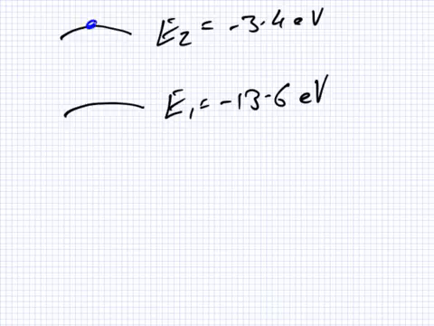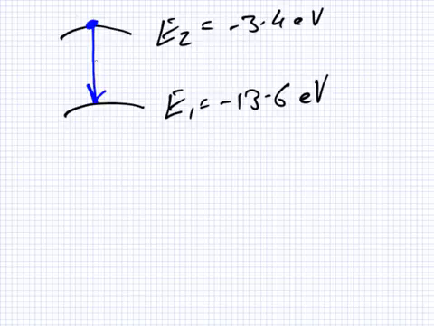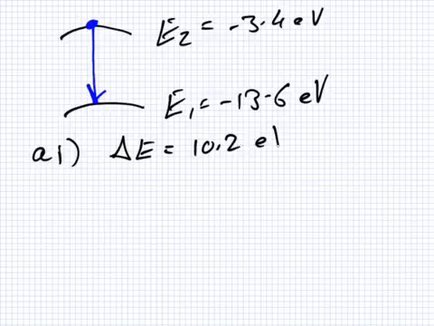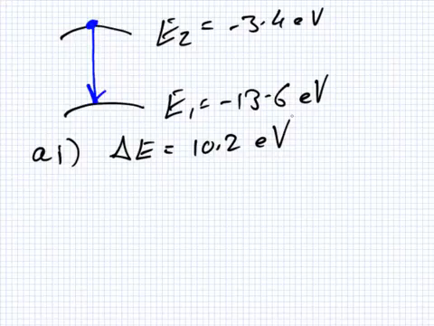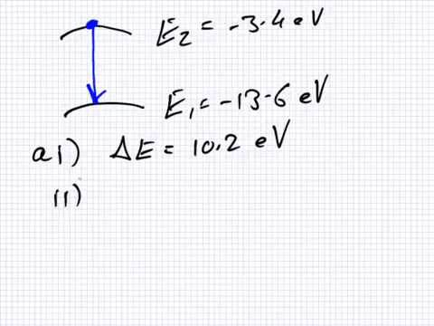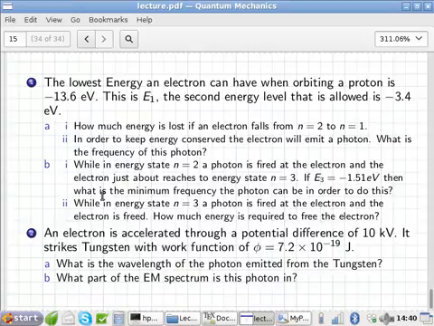So the electron is here, and it falls to here. So how much energy is lost? Well, that's a simple subtraction. 13.6 minus 3.4. So the energy lost is 10.2 electron volts, the difference. In order to keep the energy conserved, the electron will release a photon. So now you have a photon that's released here. And my question is, what is the frequency of this photon?